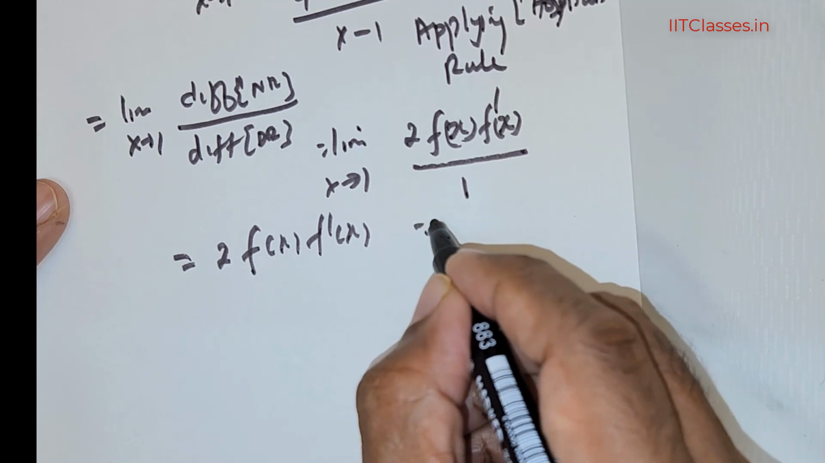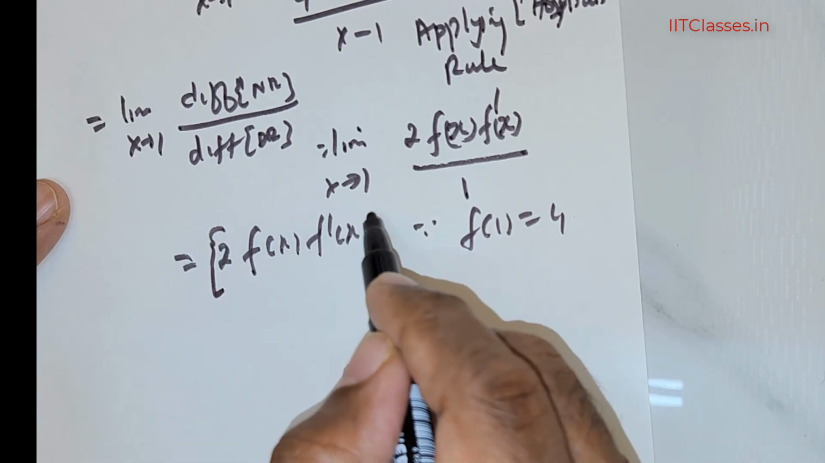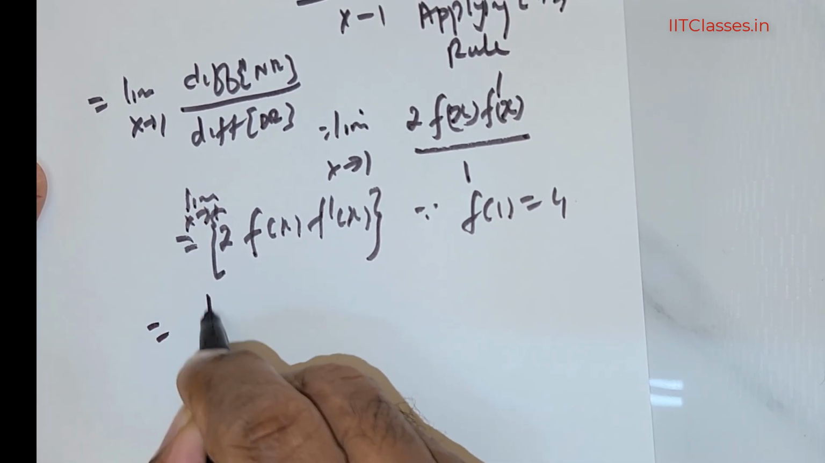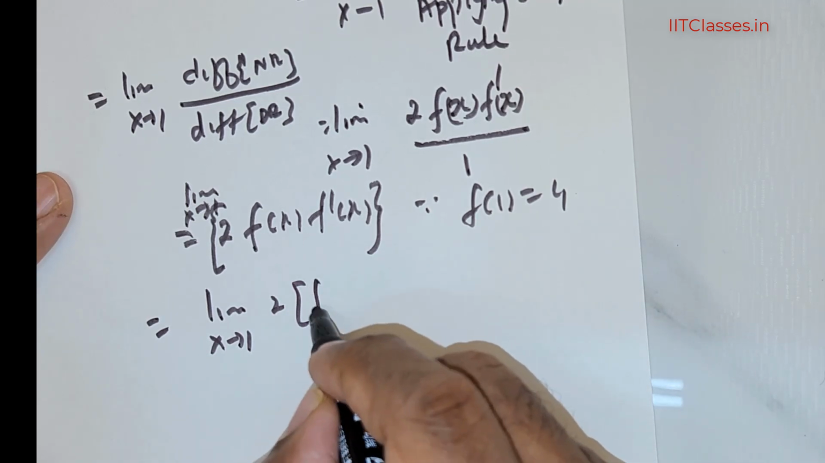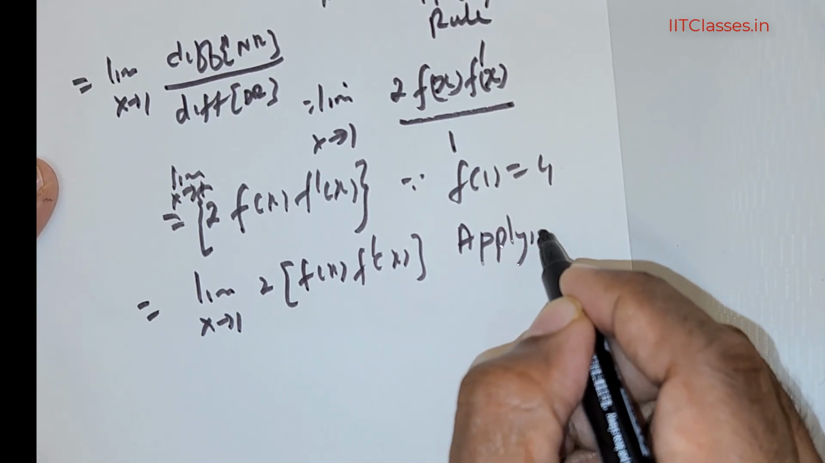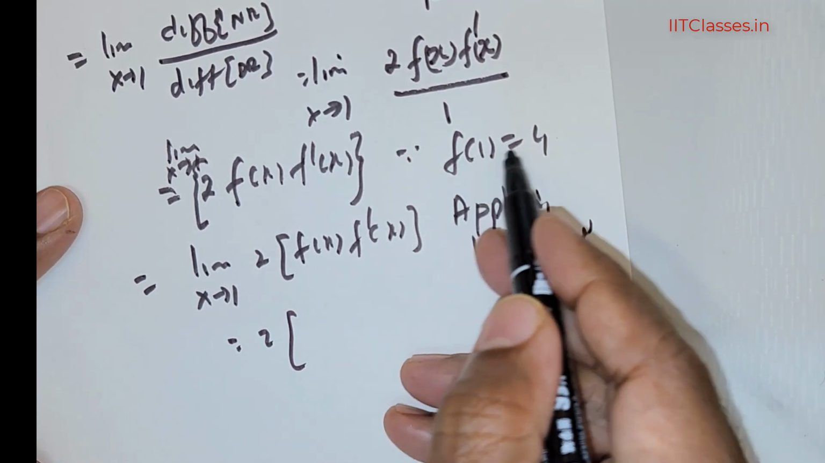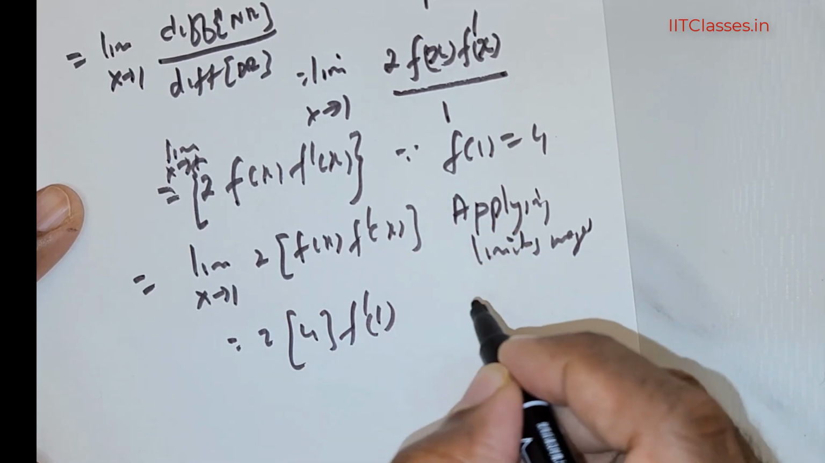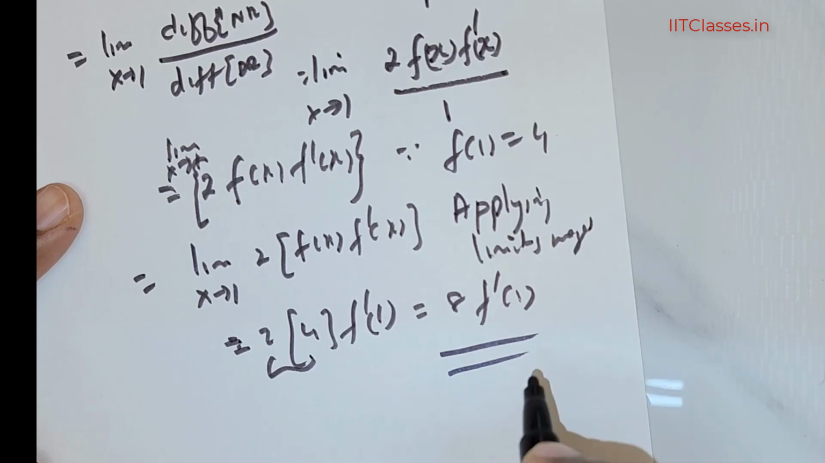Okay, now we are given f of 1 is equal to 4. So this is within the limits. We will have to apply the limit as x tends to 1 there. So this is equal to the limit as x tends to 1 of 2 times f of x times f dash of x. Now applying limits, what do we get? f of 1 is 4, so 2 times 4 times f dash of 1. So this is going to be 2 times 4, which is 8, f dash of 1. So this is what you've got.